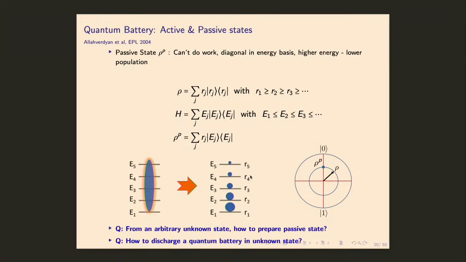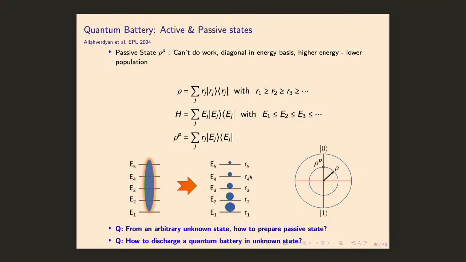So now there are many questions. We wanted to see how, from an arbitrary known state, to prepare the passive state. This is very important because classically we know how to discharge a battery. We connect a load to the two ends of the battery and it discharges. It can dissipate or it can do work, and then we can extract energy. But suppose we have a quantum battery in an unknown state. I don't know the state. How can I extract maximum energy and then bring it to the passive state?